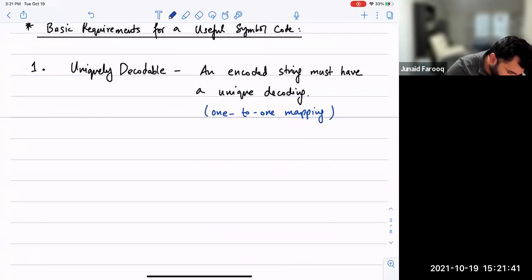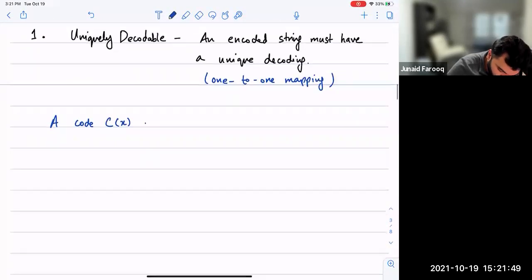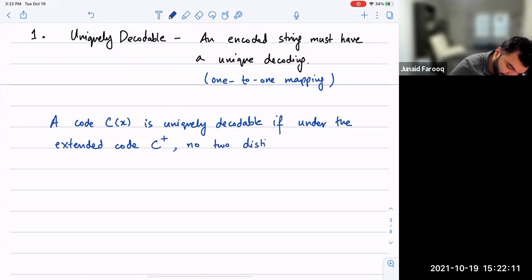So the way to check is the following. A code C of X is uniquely decodable if, under the extended code C plus, no two distinct strings have the same encoding.